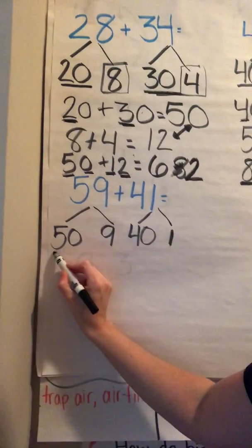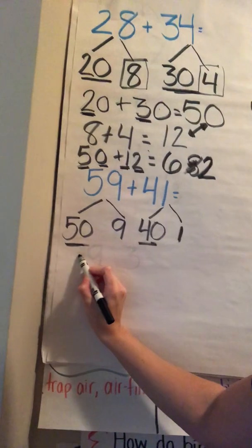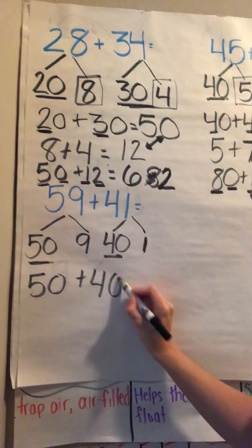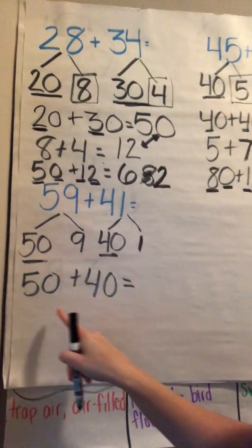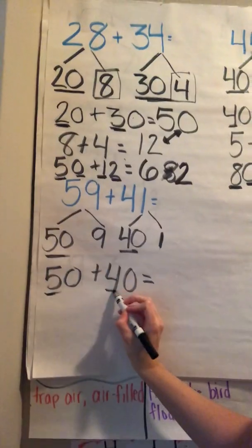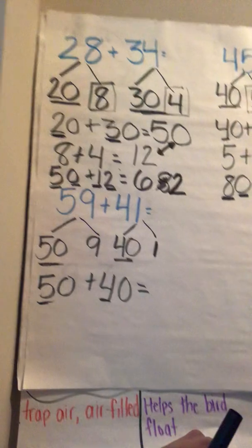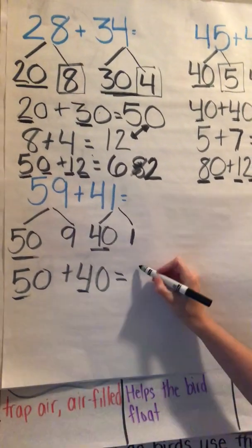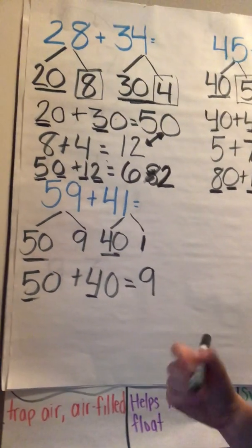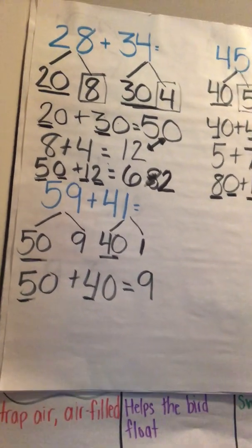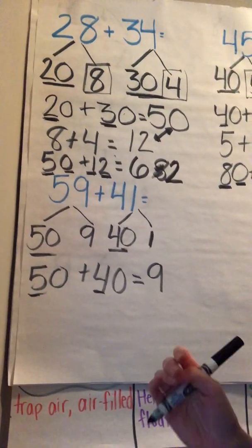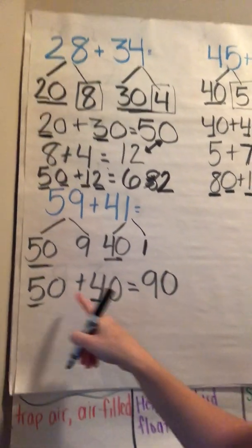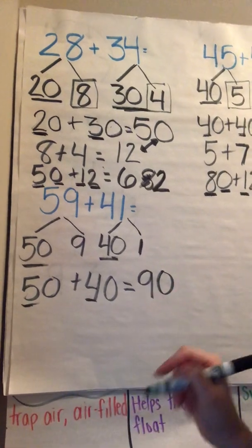Then we're going to add our tens together. So we have our 50 plus 40 equals. So our 5 and our 4, 5 plus 4 makes 9. But when we're doing tens, we don't just say 9. 9 tens, we make our 90, right? We have to bring that 0. So 50 plus 40 equals 90.